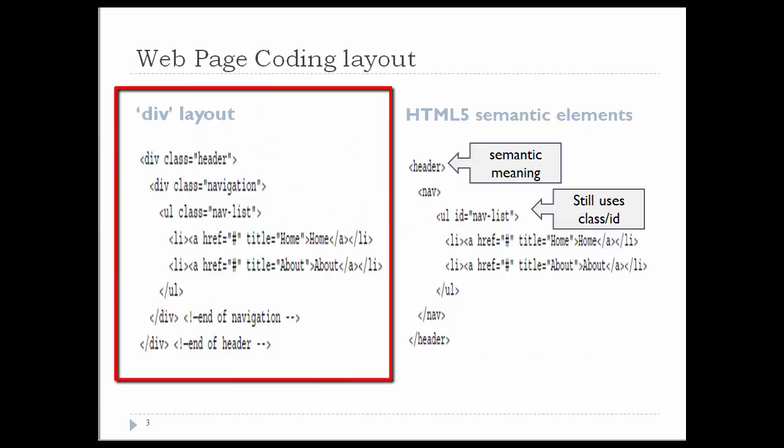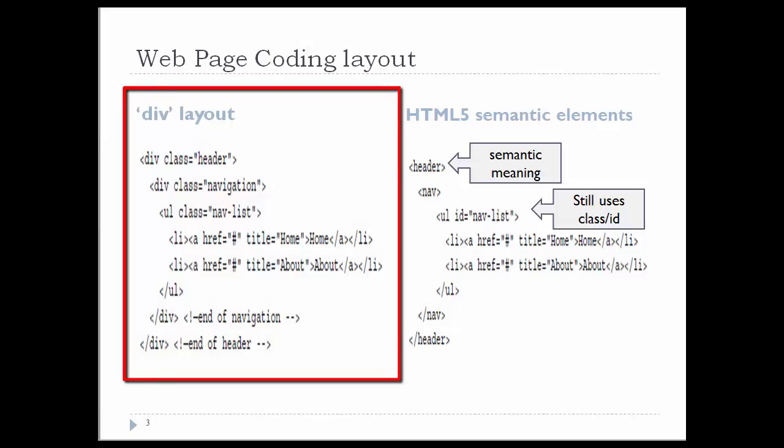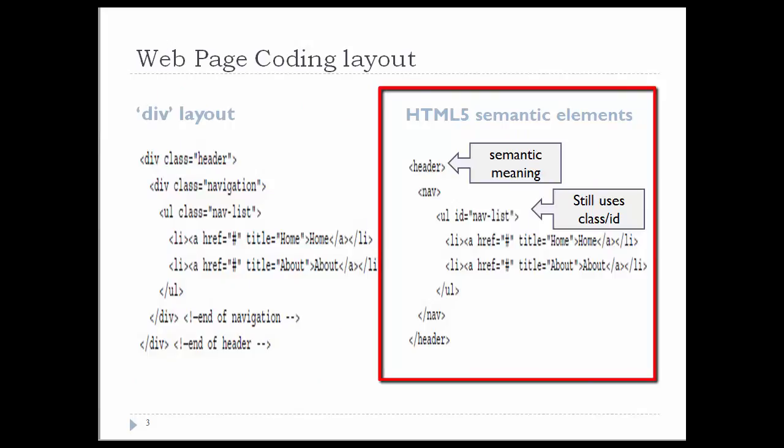So here on the left-hand side, we see a traditional div layout with classes, or they could be IDs, identifying those sections. On the right-hand side, we see some new HTML5 semantic elements, which give our elements more meaning. However, we can still use classes and IDs.